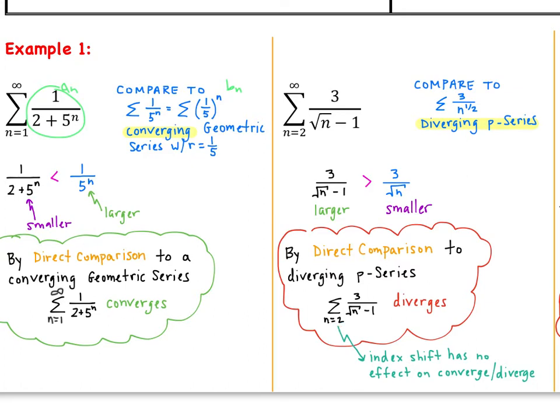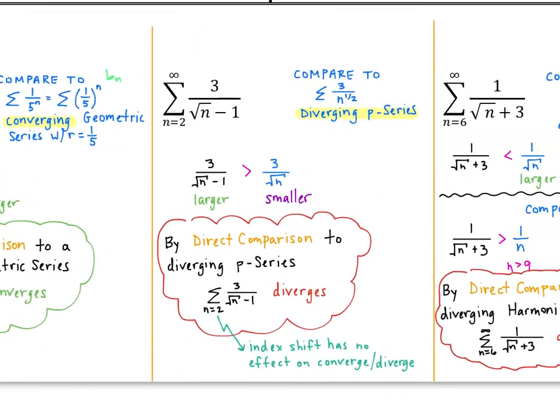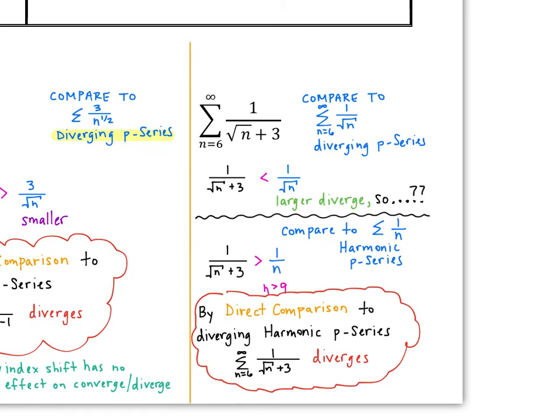In the grand scheme of things, this index has no effect on convergence or divergence. So that index shift has no effect. Okay, so just something to note. All right, finally, this last example here for the comparison test, direct comparison test.